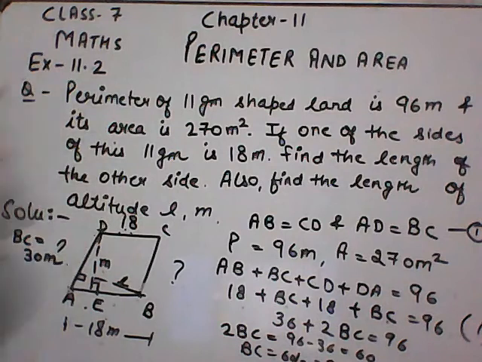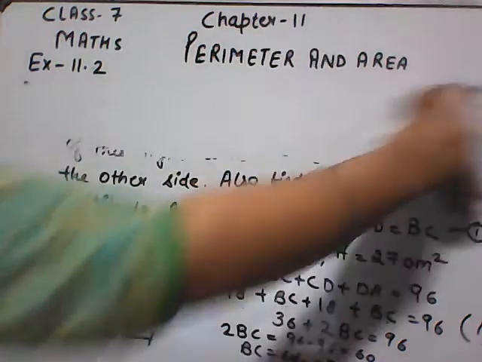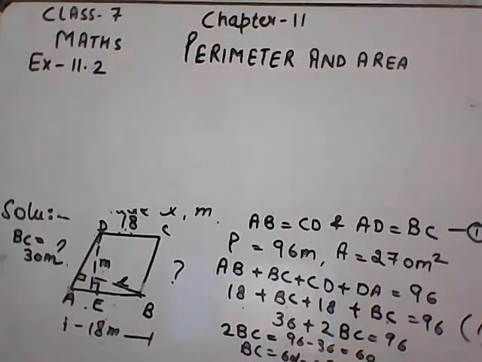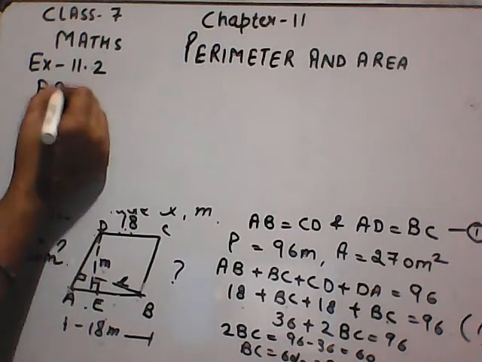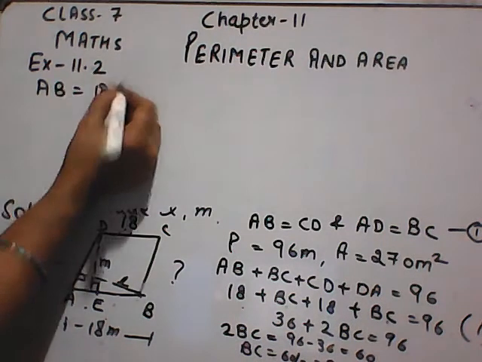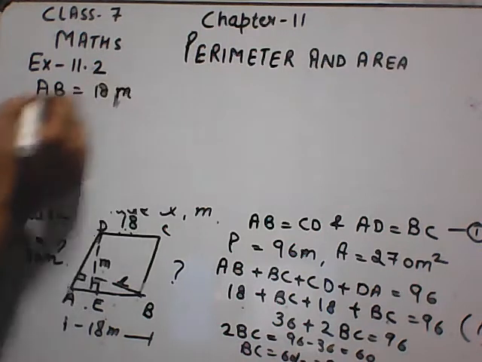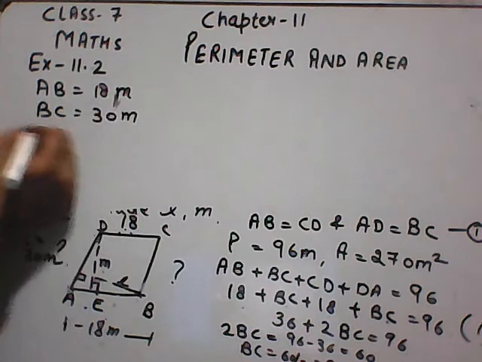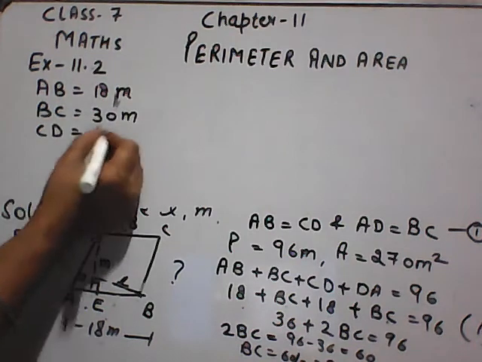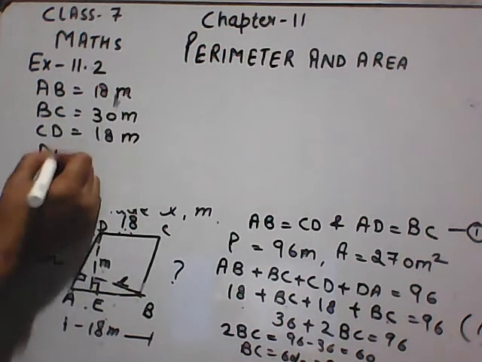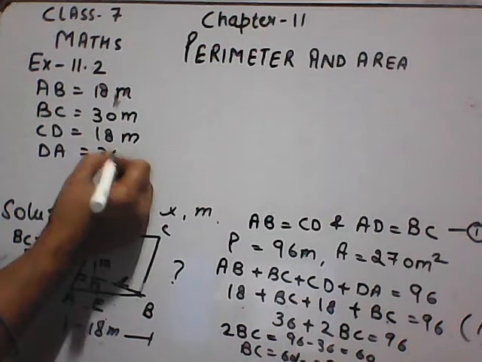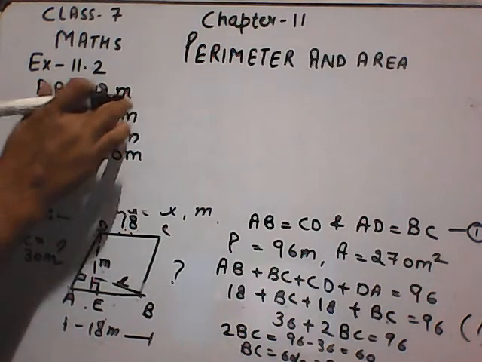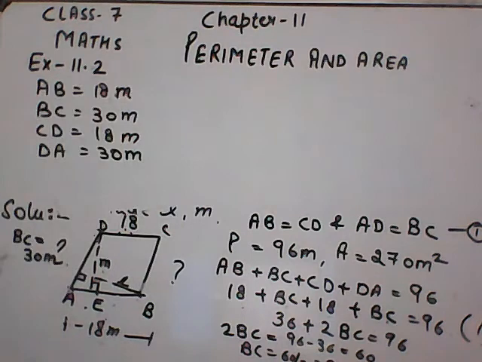Here we are finding all the sides. Now we find all four sides. AB is 18 meter. BC is 30 meter. CD is 18 meter and DA is 30 meter. In this way, we can find all the sides of the parallelogram.